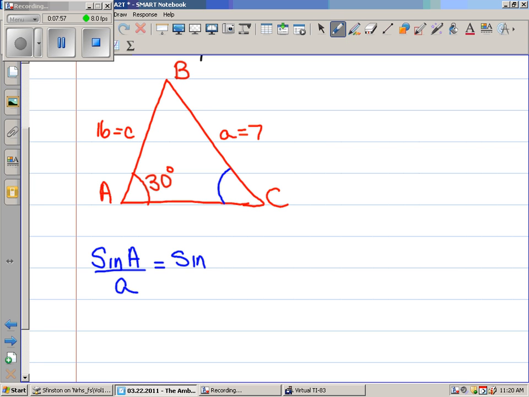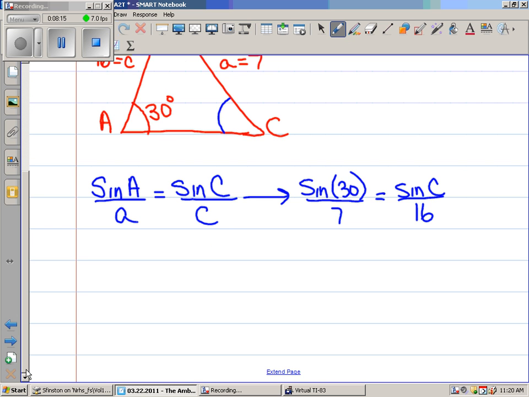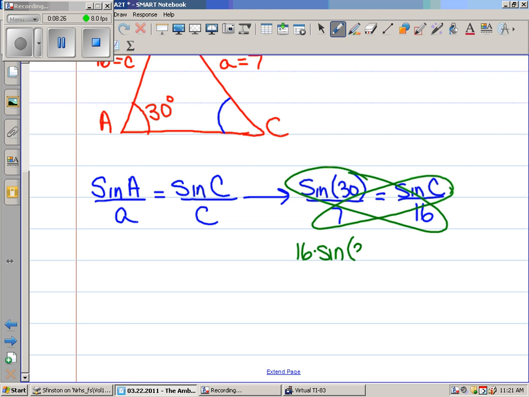Now watch. Everything is going according to plan, right? Same as before. We're going to fill it in. Sine of 30 over 7 equals sine of c over 16. Let's see what happens. Keeps going. Same thing as before. 16 times the sine of 30 degrees equals 7 times the sine of c. Divide both sides by 7. Same as before, right?